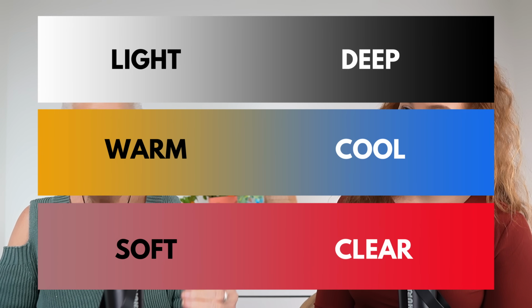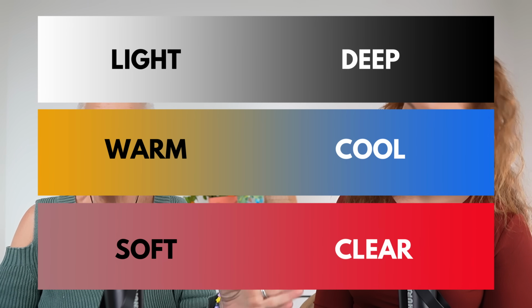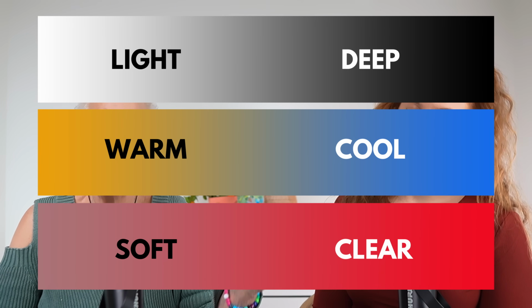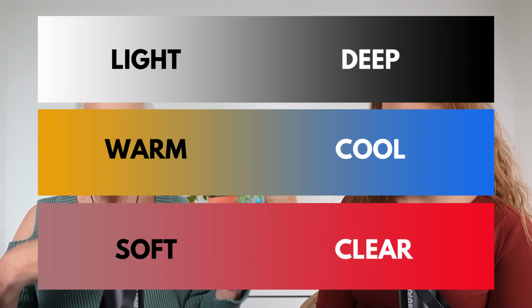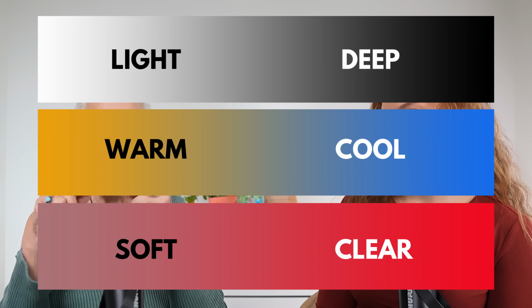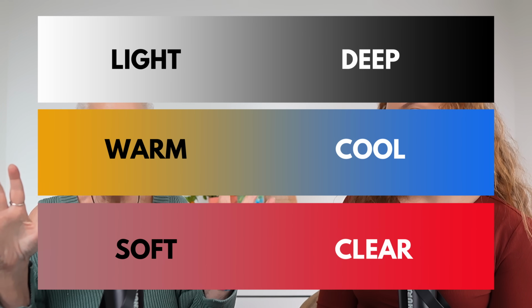Think of each season as a personality with 3 traits. If you've done your season by your dominant characteristics, you know that you're looking at your value, light versus deep, your temperature, warm versus cool, and your chroma, which is your soft versus clear. Those are the 3 that we mix and match and make so many different varieties.